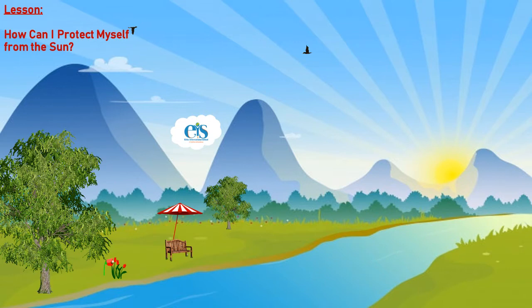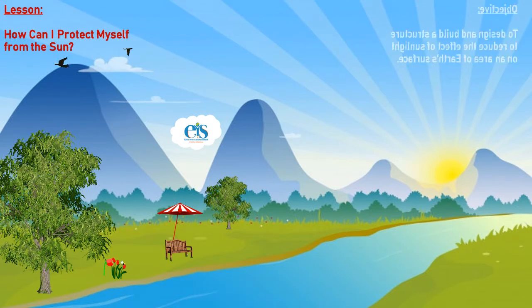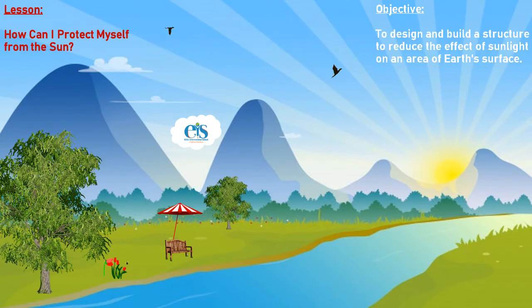In today's lesson in science, we will still be learning about how can I protect myself from the sun? And the objective of our lesson is to design and build a structure to reduce the effect of sunlight on an area of Earth's surface. So, let's get into our lesson.